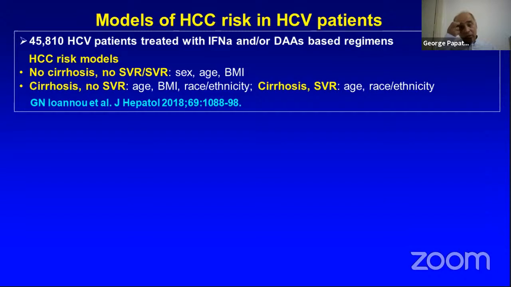So in this slide, I will show you the three main efforts for HCC risk scores in patients with HCV, particularly HCV advanced fibrosis or cirrhosis. Here is the first such score, which was developed for more than 45,000 patients from the VA veteran cohorts. The authors developed three different HCC scores, one for the non-cirrhotic patients, the same with or without SVR, and one for cirrhotic patients, slightly different in those who achieve SVR and those who do not.